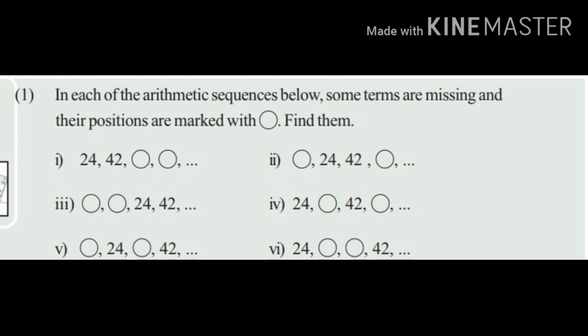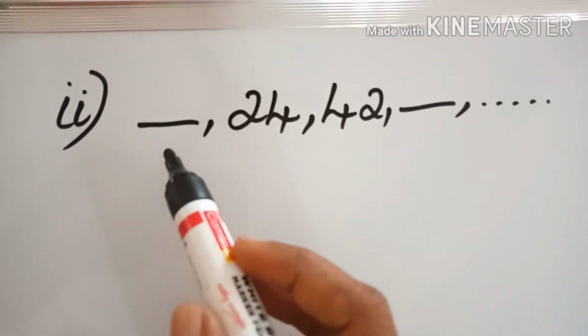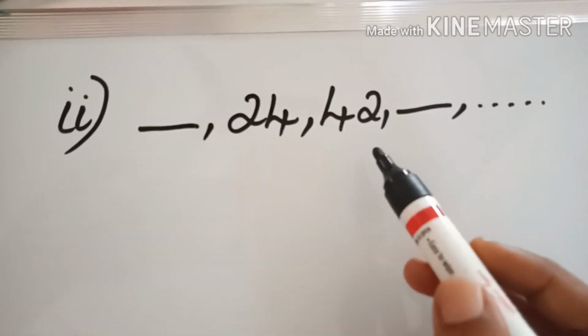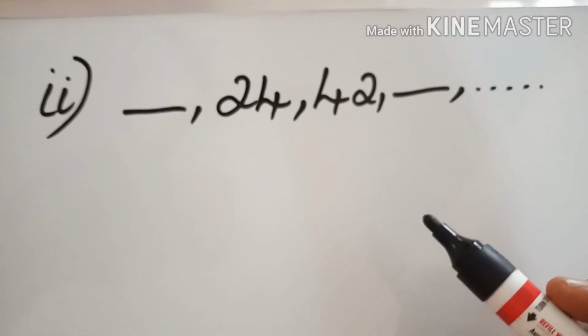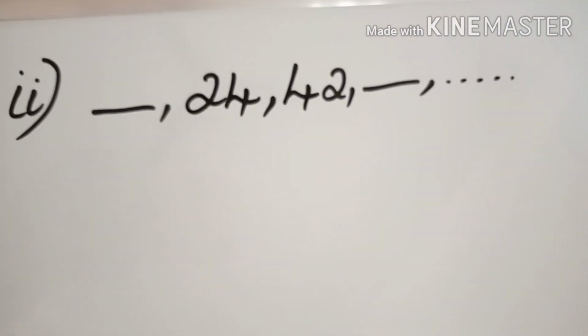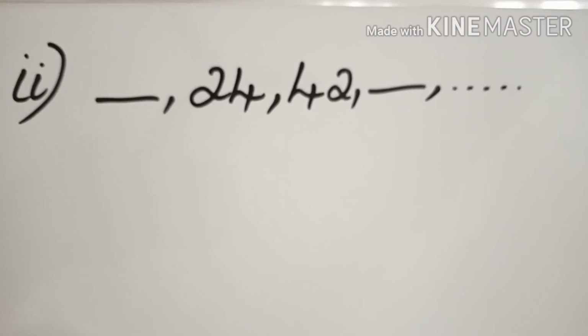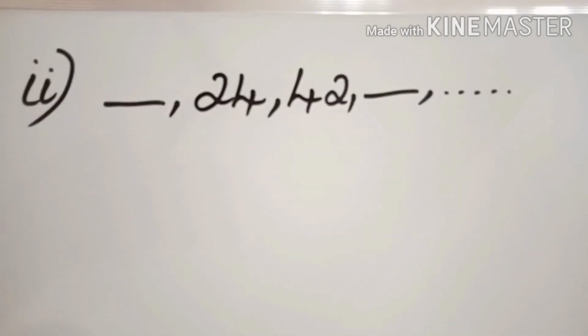So I am going to do the second sub-question, that is, missing number, then 24, 42, then another missing number, etc. Here you have to find the first and fourth numbers, those two numbers are missing. Already given that it is an arithmetic sequence, so there will be a common difference. If we find the common difference, we can find the missing numbers very easily. So let's find the common difference first.